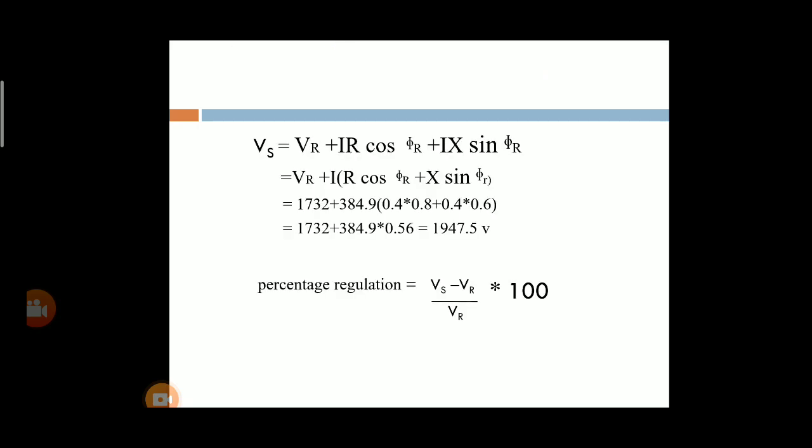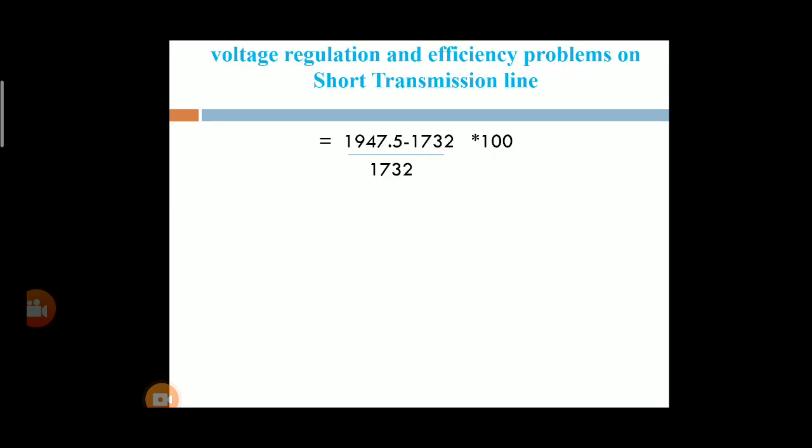In this equation, Vs is 1947.5 volts, and in the given data the receiving end voltage is 1732. Since it is 3 phase, we divide by root 3. Substituting these values and simplifying, we obtain 12.44 percent. That is the percentage voltage regulation.